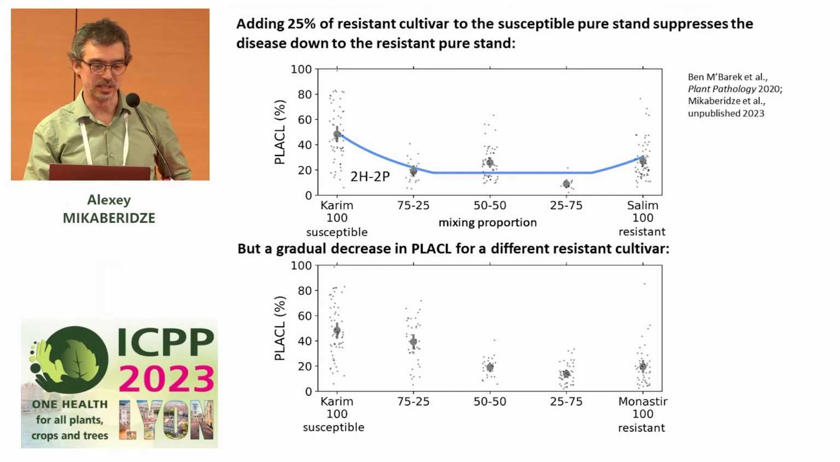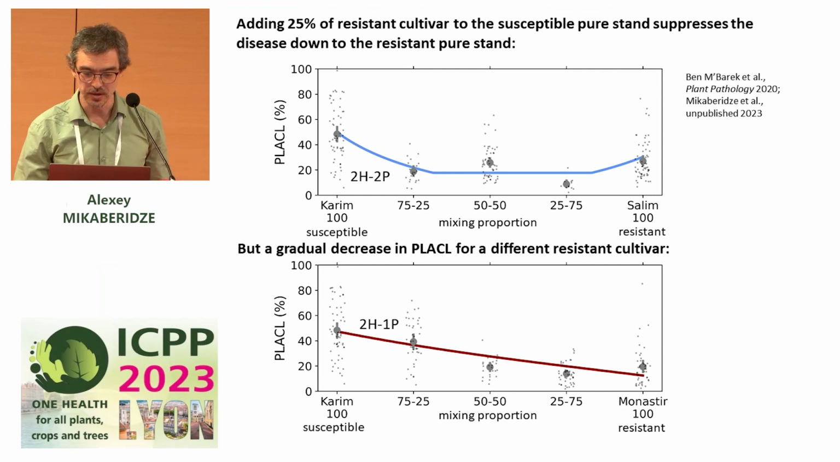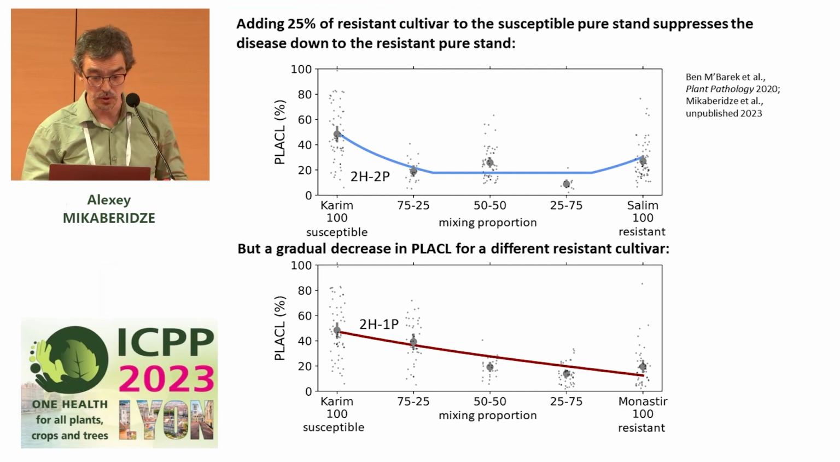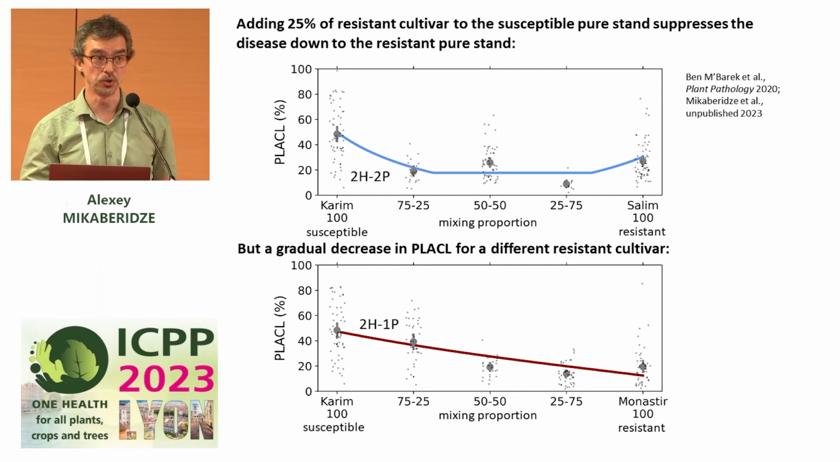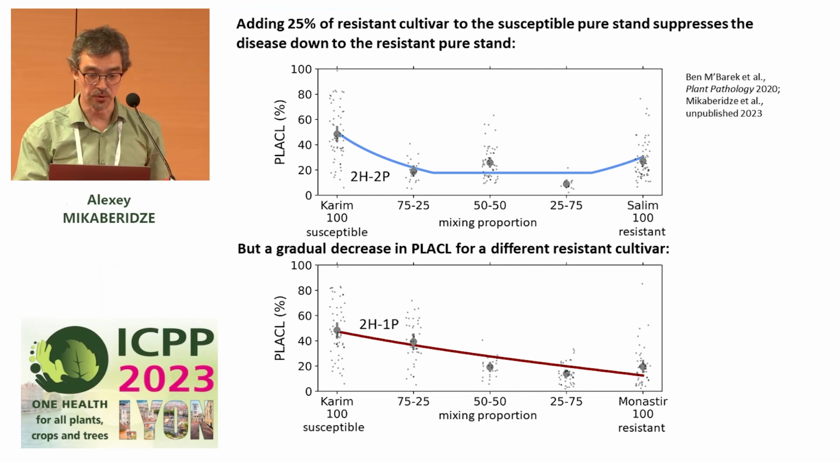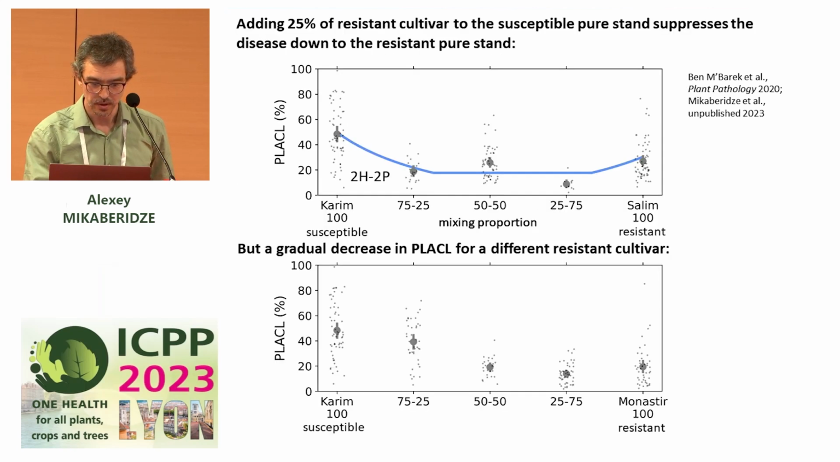Now, let's look at a different mixture: Karim, susceptible, with a different resistant cultivar, Monastir. In this case, when we try to fit both models, both converge to this simple case of a uniform pathogen population, where we observe simply a linear decrease in disease severity as we increase the proportion of the resistant cultivar in the mixture. So this is our preferred model in this case. Right, so one of the graphs went missing, so it's this one.